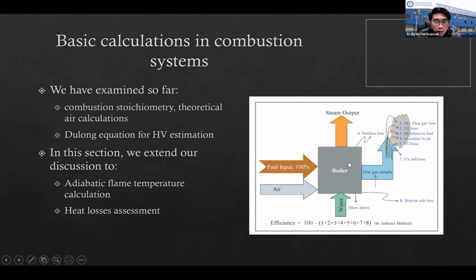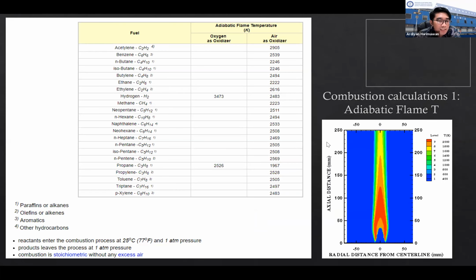Then not all of the heat from the combustion process will be converted into steam. Some of the combustion gas, the product of the combustion, will be in the gas form, right? Some of the combustion gas will go out as the flue gas. And some of the combustion will form what we call fly ash and bottom ash as the side product of the combustion, depending on what kind of fuel we use. Okay, this is the preview.